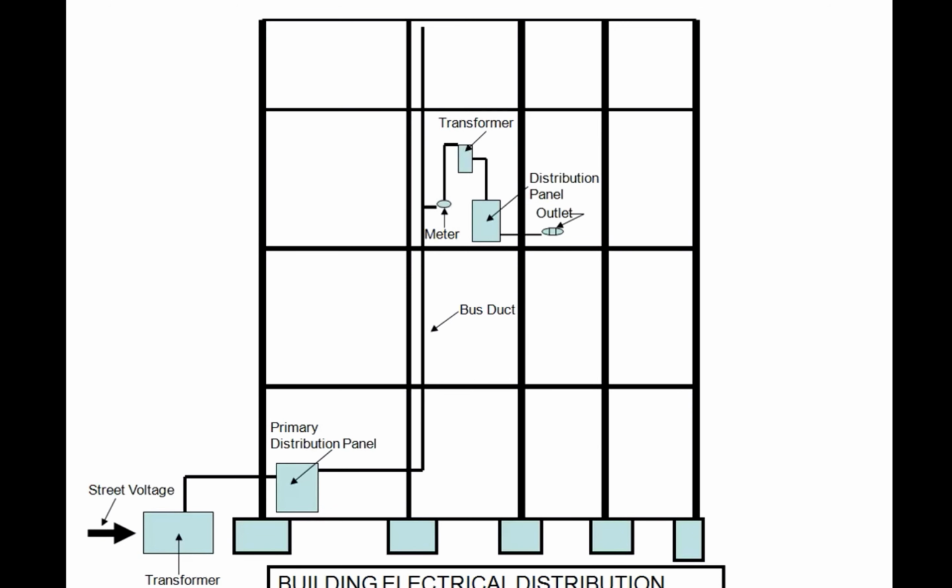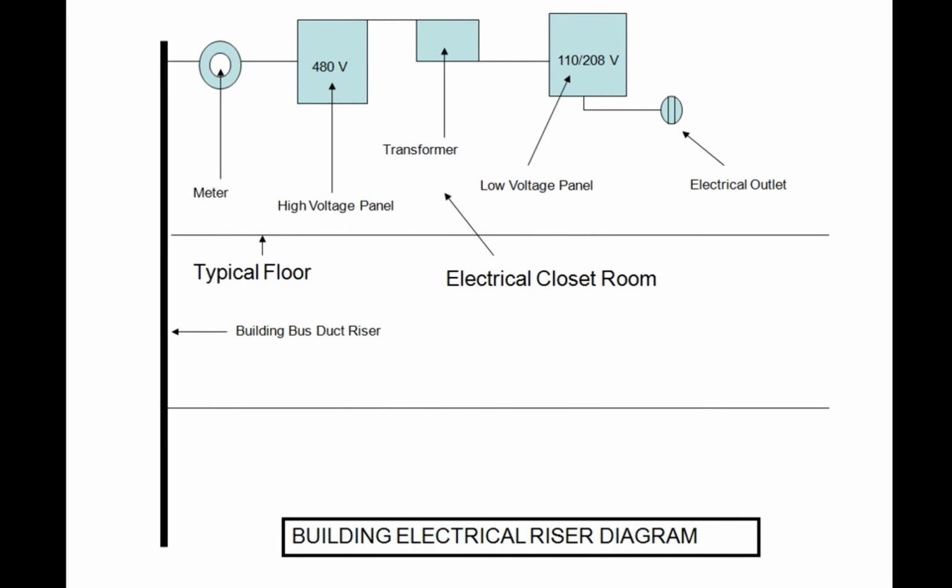So that distribution panel will shoot it up at 480. You hit the transformer at the floor level. It connects into your distribution panel at the 110, and then it goes out to your outlet at 110. So everything that's rated for 110 can plug safely into that outlet.